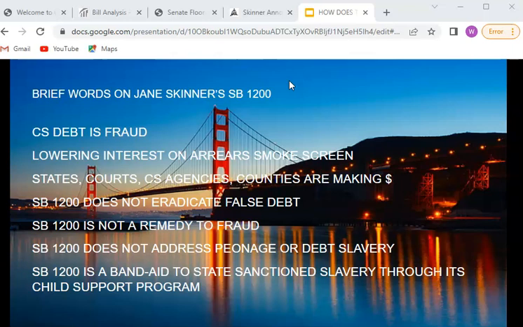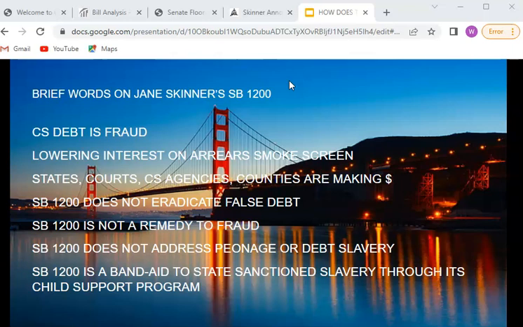SB 1200 is not a remedy to fraud. SB 1200 does not address peonage or debt slavery. So peonage and debt slavery is a debt that the child support puts up against you with a false paper or forgeries of court orders to allege that you owe a debt, as them being a judgment creditor when they're not a creditor at all.